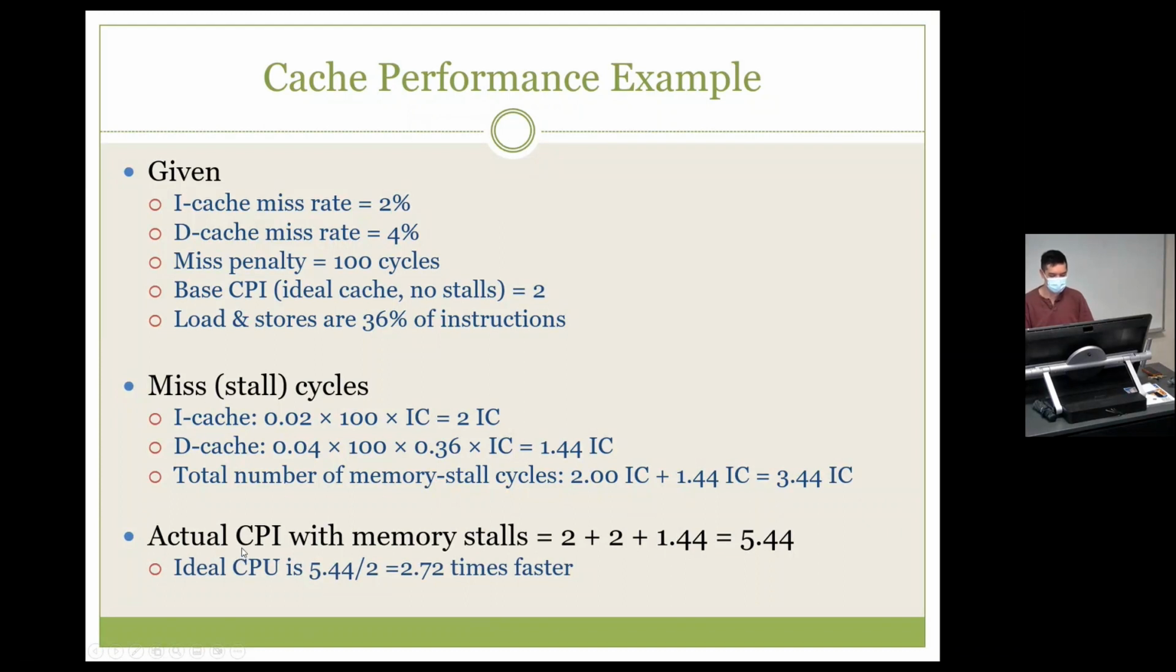And then if we want to think about it as the CPI increase, we divide by the total number of instructions. And here it's 2 plus 2 plus 1.44, because when we divide by instruction count, it cancels. So our CPI that we've calculated with our cache performance is 5.44. So versus an ideal CPU that has no stalls from memory, that ideal CPU is 2.72 times faster.